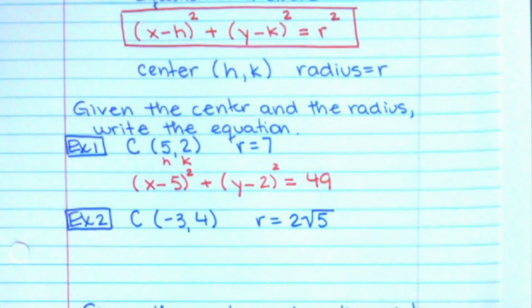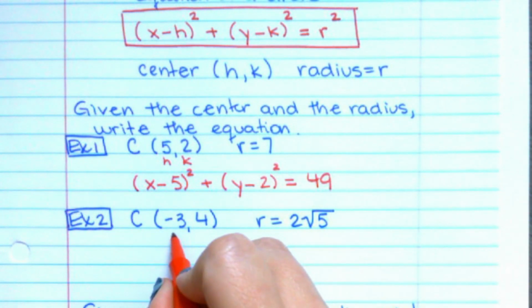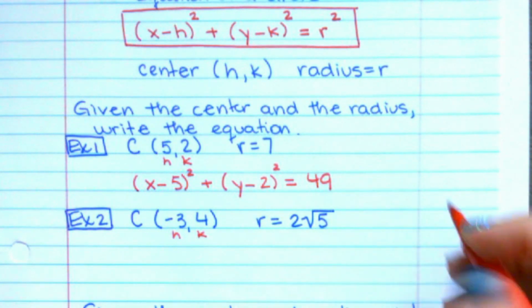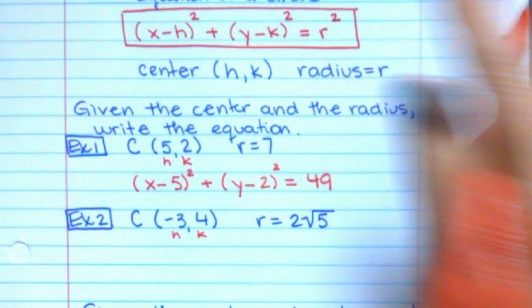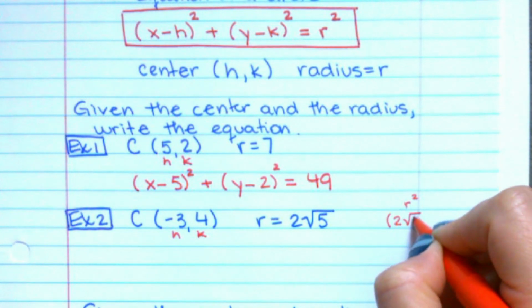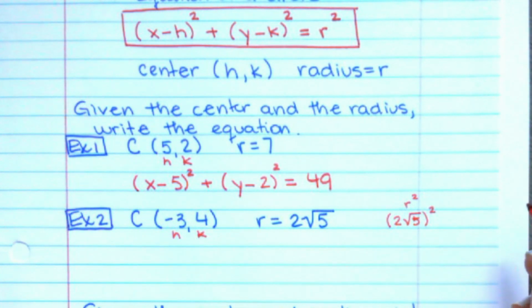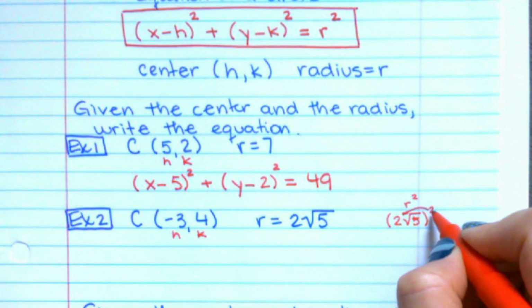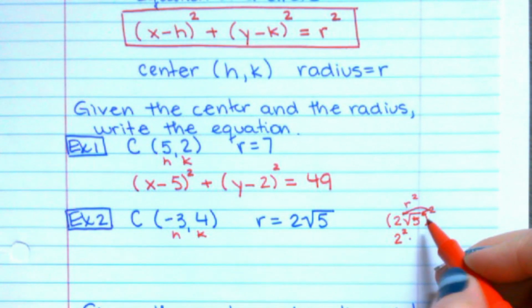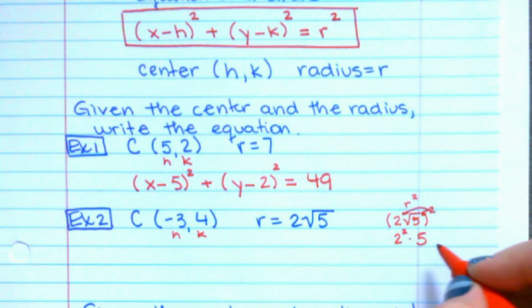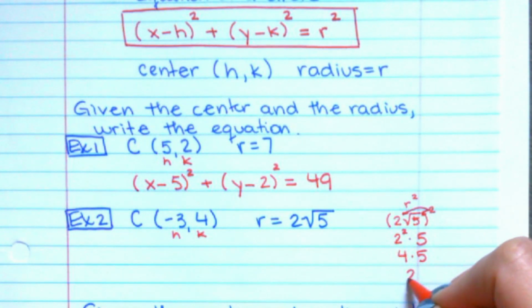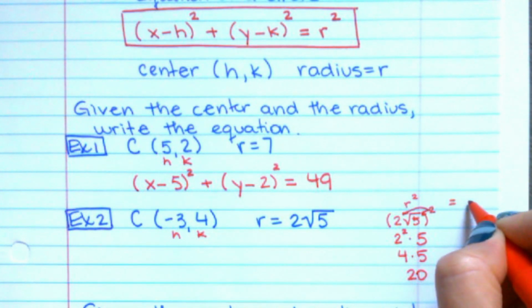Now, number 2 is not that simple, and it's not too bad either. I still have H and K here. Now, the radius is 2 square root of 5. The formula calls for R squared, so I'm going to go ahead and find R squared. If I know R is 2 square root of 5, I need to square this. When I square this, I square this and I square this. So I have 2 squared times, and when you square the square root, they simplify. So here I have 5. So 2 squared is 4, times 5 is 20. So at this point, I know R squared is 20.